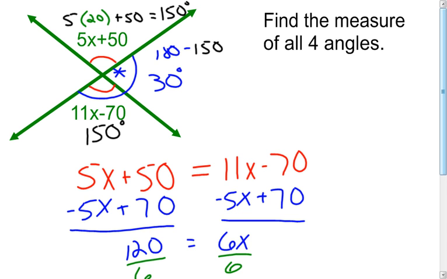And then the 2 starred angles are also vertical angles. I know they have to be congruent, therefore this one's going to be a 30-degree angle as well. So I found the measure of all 4 angles by setting up my equation, solving it, and then plugging the value back in where I need it to.